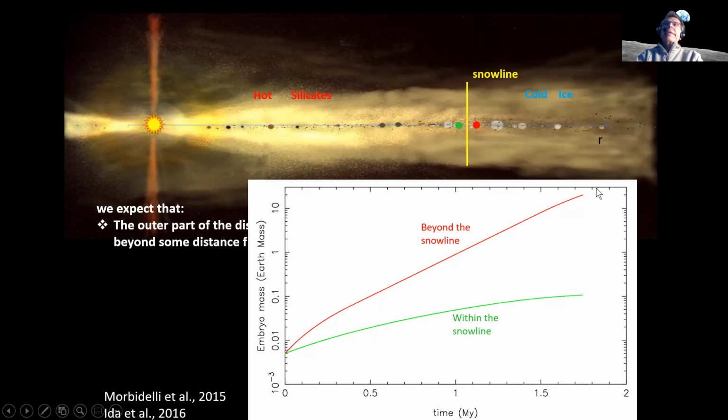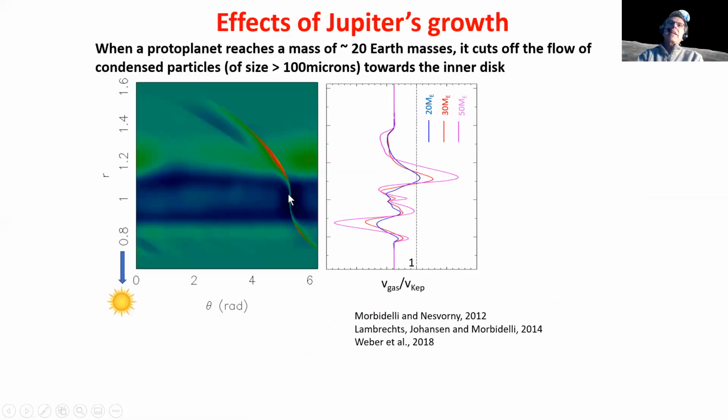Okay, and once the outer body, so the body growing fast, reaches a mass of 20 Earth masses, the drift of particles from the outer disk to the inner disk stops at the orbit of this 20 Earth mass planet. Why is that? Because when a planet becomes big enough, as I said, it starts to open a gap. And even a shallow gap has a profound effect on dust dynamics.